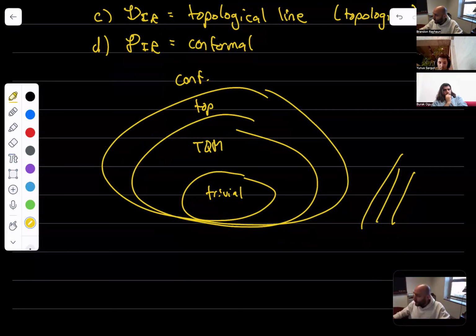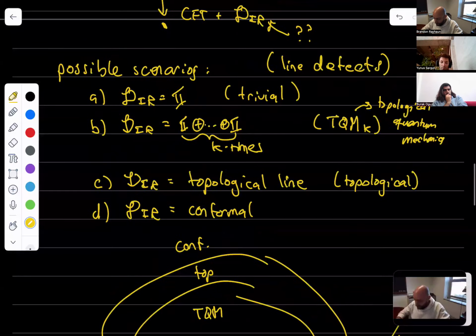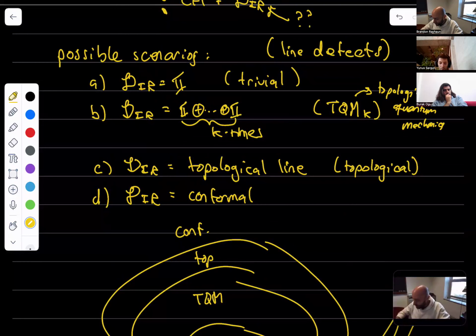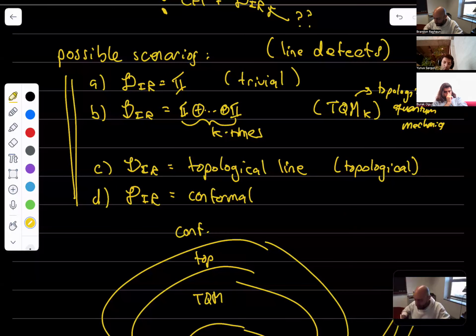Okay, so right, the goal is going to be, given some examples of defects in quantum field theory, to determine which of these scenarios is realized. This seems like it should be a very easy question to answer.